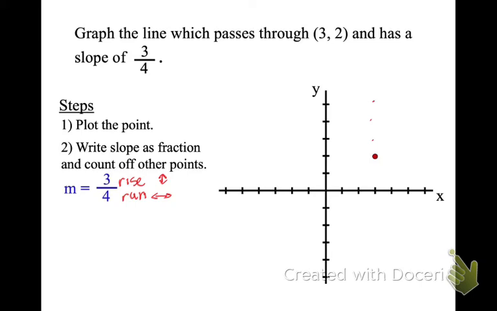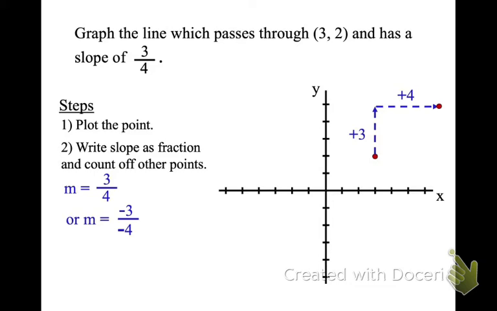Over 1, 2, 3, 4. That's my next point. And I can do it the other way as well. Oops, I went the wrong way. Whoops, sorry about that. I went +3 and I went -4. Remember, it is +3, +4. So if I'm going +3, it was a +4. I should have gone the opposite direction.